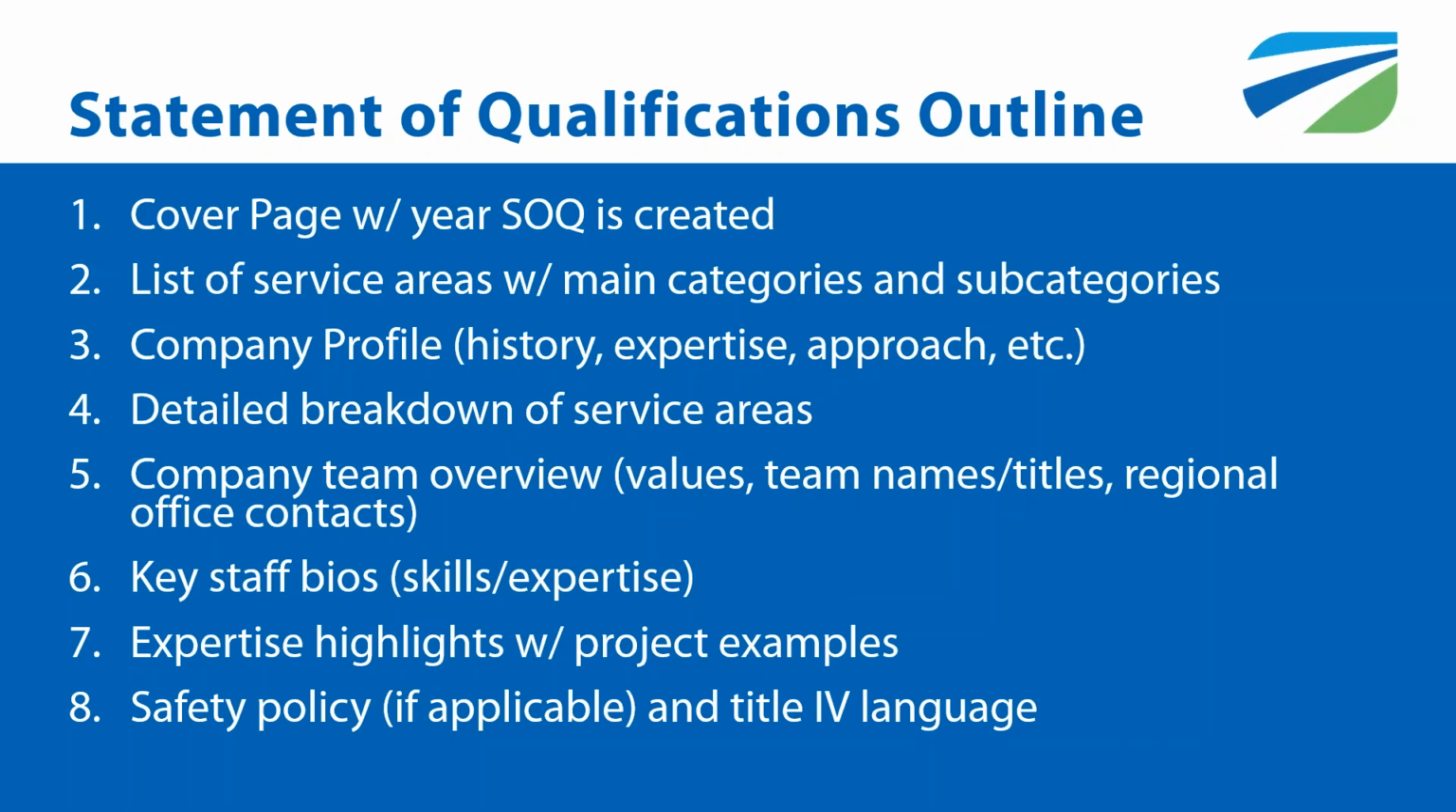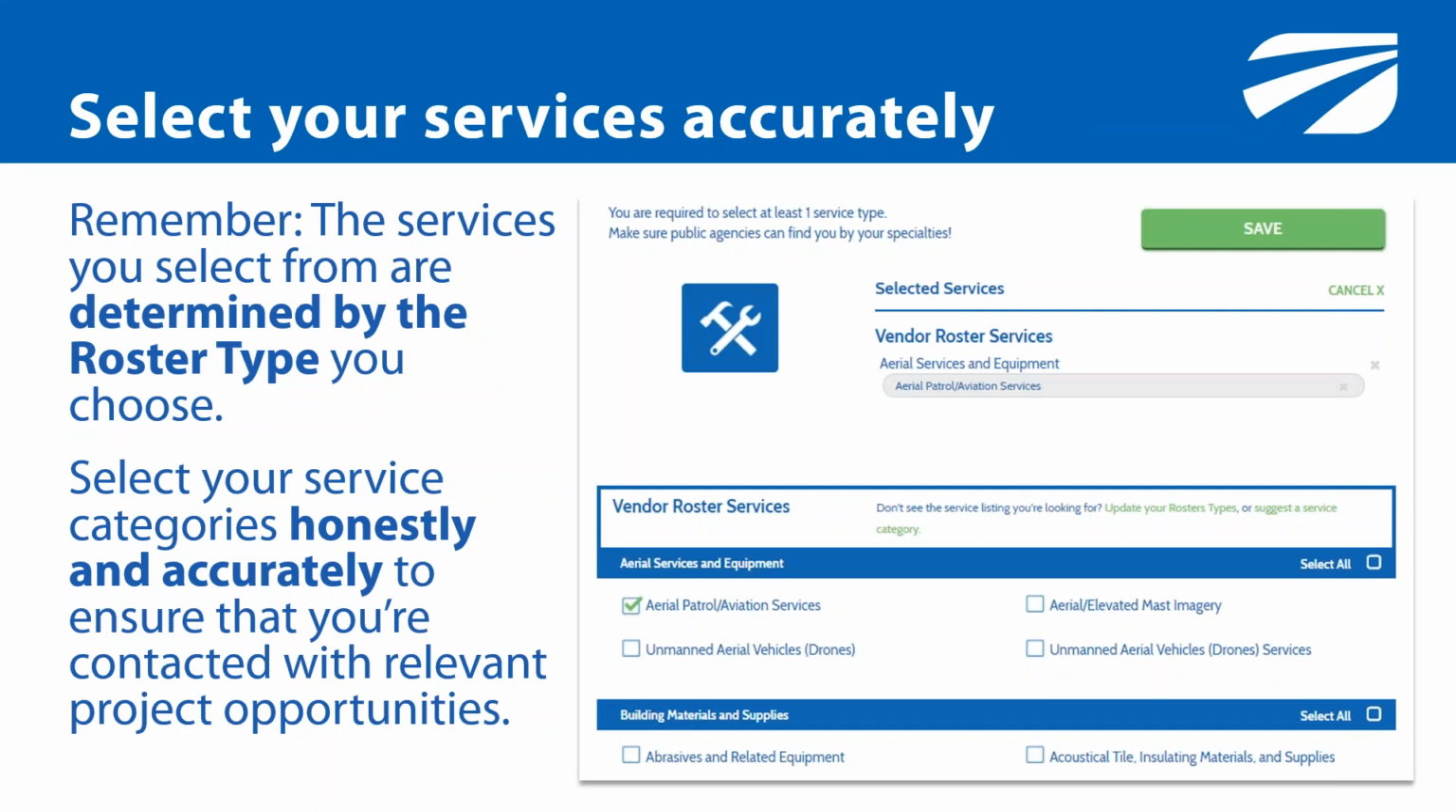And now we'll move on to a couple other sections, the service category section and the public agency rosters section. This might be a refresher for some of you out there, but these are just important details to keep in mind. So in the service section, obviously, this is where you select the categories. And remember that these categories are based on the roster type that you already chose earlier on. So if you've selected just small works roster type, then you're only going to see small works service categories. If you select the other roster types, you'll see the additional categories.